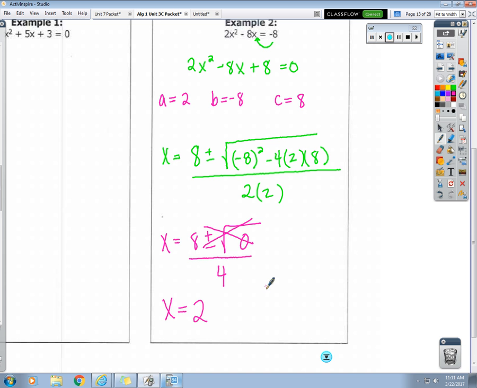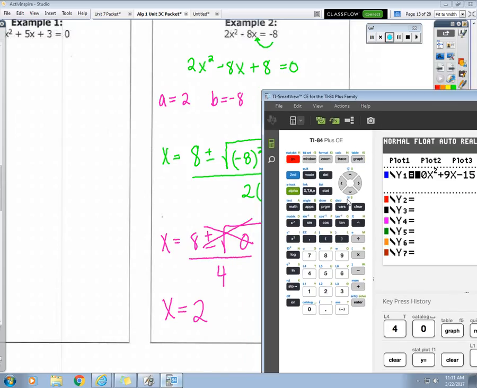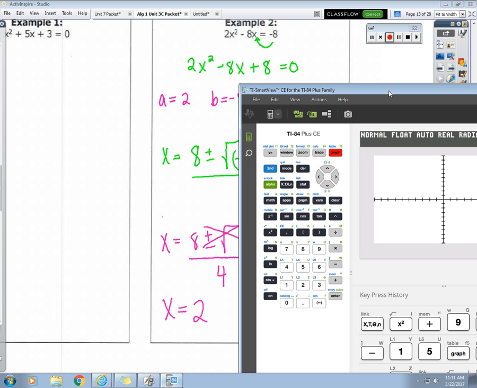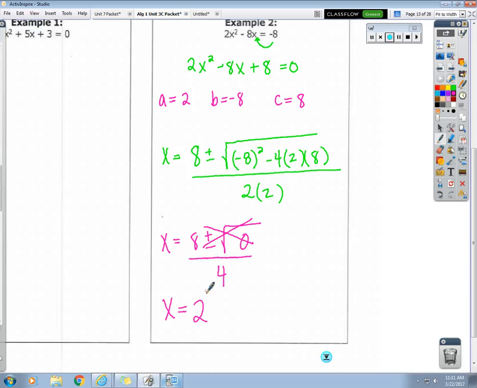Now let's graph it and see why we would have only ended up with one solution. Y equals 2x squared minus 8x plus 8. See how it's still a parabola, but it only hits the x-axis in one place, and that one place is positive 2. That's why there's only one solution. Does that make sense?